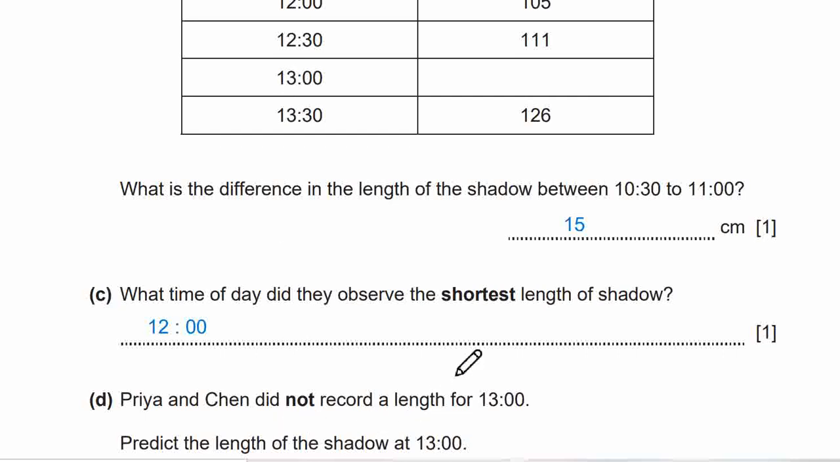Next, Priya and Chen did not record a length for 13:00. Predict the length of the shadow at 13:00. So we see it in here. The difference is 126 minus 111.